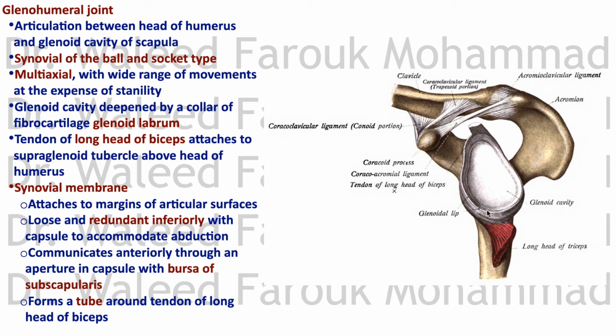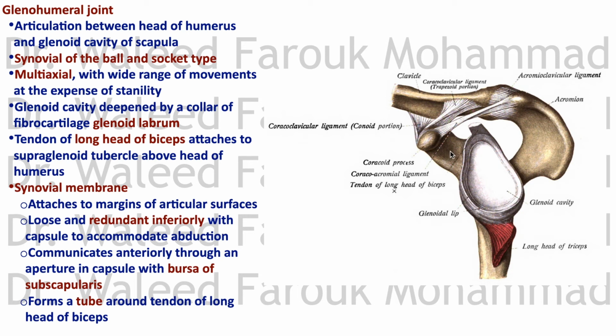This is the labrum glenoidal, or the glenoid labrum. This one, the glenoid labrum. Because as you can see here, it's a shallow surface for articulation. It's a multi-axial joint with a wide range of movements. The tendon of the long head of biceps is attached to the supraglenoid tubercle, so it is inside the shoulder joint, but outside the synovial cavity, because the synovial membrane loops around the tendon of the long head of biceps.